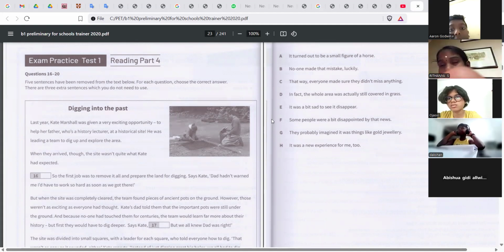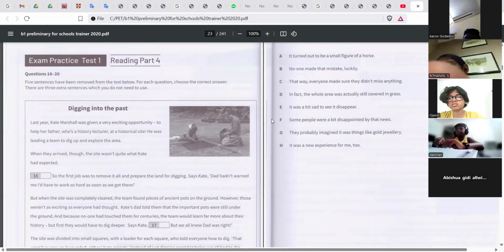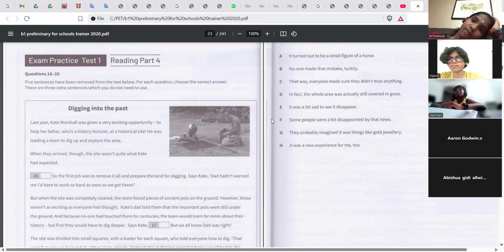they probably imagined it was things like gold jewelry. Who are they? Friends, sir. They imagine what Kate has discovered. It might be gold jewelry like that, a very costly thing like gold. It is nothing but those things that they are digging to find something.